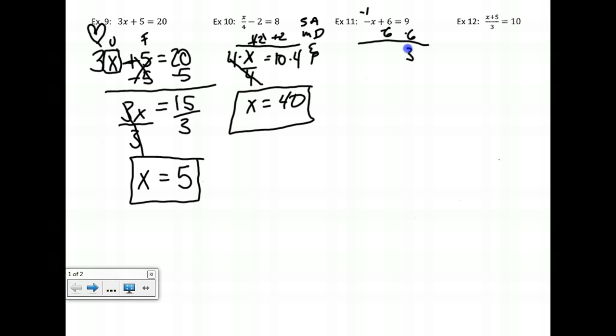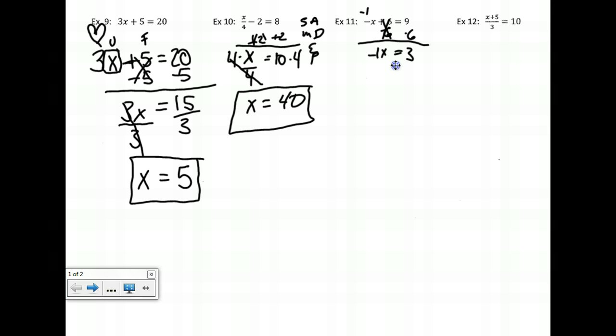9 minus 6 is 3. 6 minus 6 is 0, or they cancel, and we're left with just -1x. You don't have to put the 1 in there, but I am going to probably just this once do it.